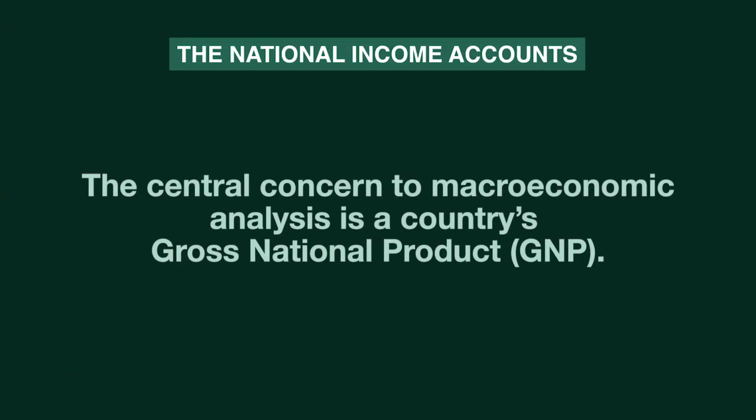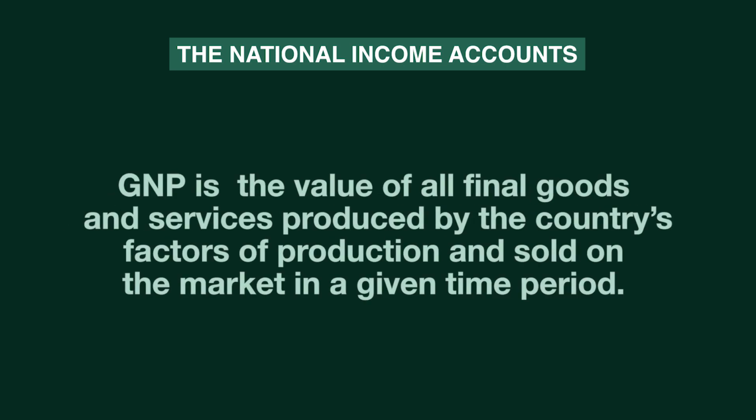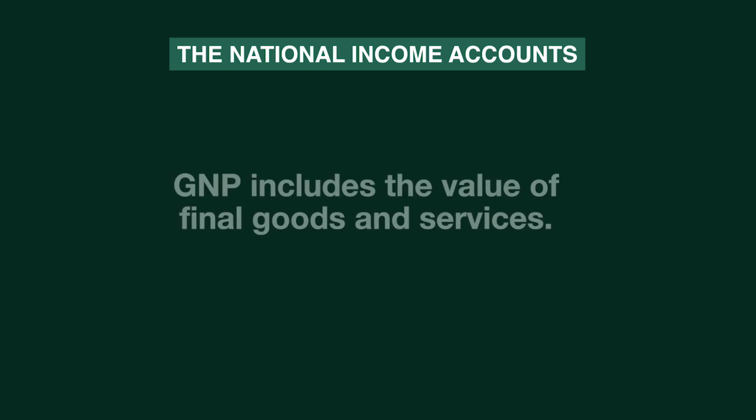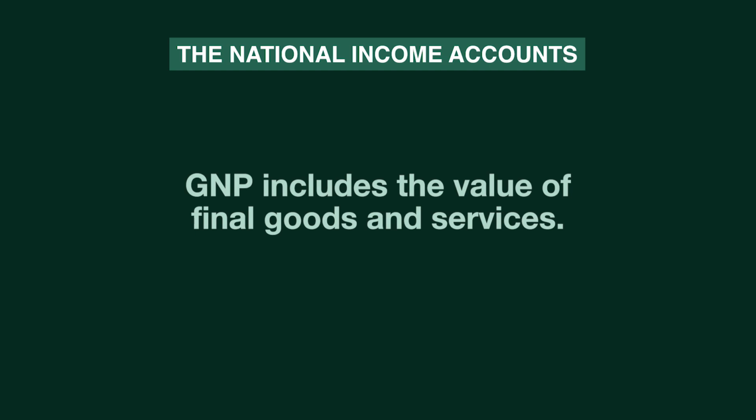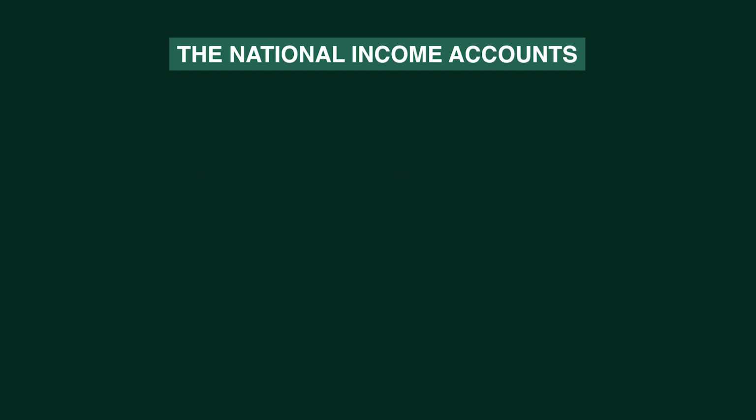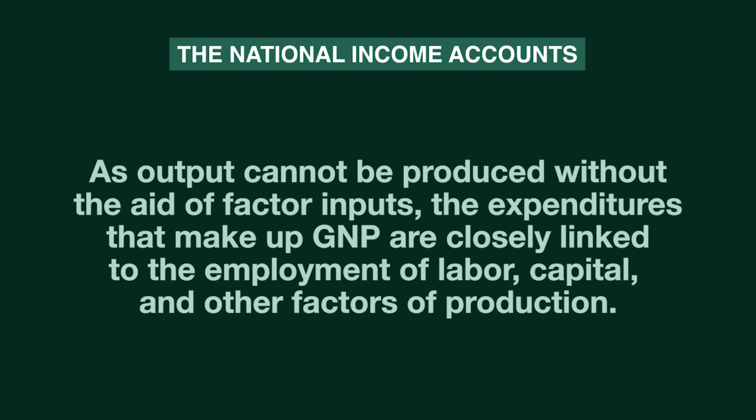Now the key component of national income accounting is the gross national product, or the GNP. GNP is the value of all goods and services produced in an economy during a given period of time for a particular nation. Now this includes the entire expenditure in the economy, or the entire production in the economy. Now production requires factor inputs, and thus factor income also is included in the GNP of a particular economy.